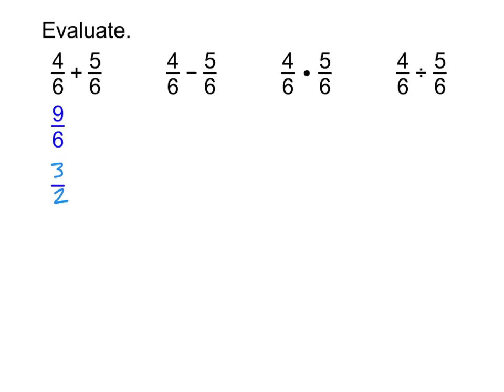So on this one, we go ahead and add them. Remember, add across the top, keep the bottom the same, so that's why we get the 9/6. And then we reduce it by dividing top and bottom by 3, so that's why we get 3 halves. Now this problem usually then creates a question. Do I have to then turn it into a mixed number because it's top heavy? The answer right now at least is no.